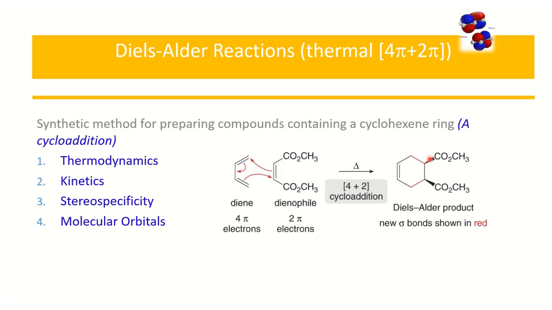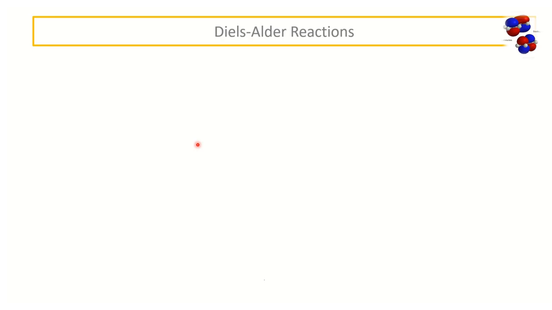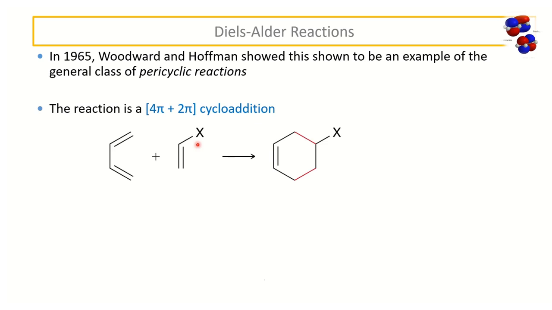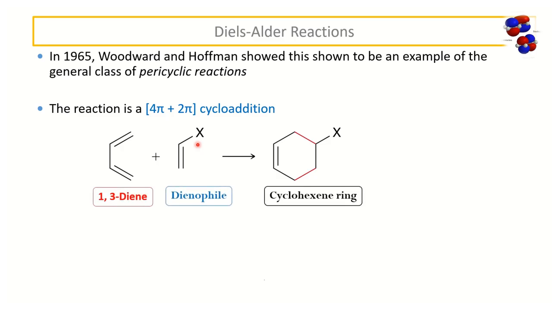We started off with 3 degrees of unsaturation, and now we have 2 degrees of unsaturation, hence an addition. Woodward and Hoffmann were the first to come up with this, or at least the ones who reported it in the early stages. And you can see the 4 pi 2 pi gives the cyclohexene.